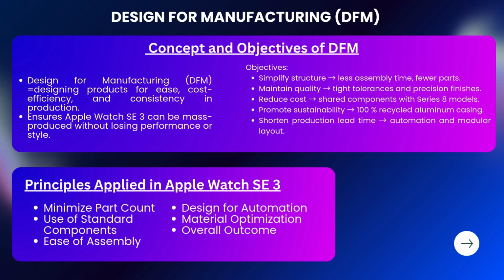Now looking at the DFM principles applied. Apple focuses on 5 key areas. They minimize part count to make assembly faster, and use standard components like the S8 chip to reduce costs. Automation plays a major role too, with robots handling machining and testing to ensure precision. Finally, Apple optimized material with recycled aluminum and Ion-X glass, making the watch lightweight, durable, and eco-friendly.